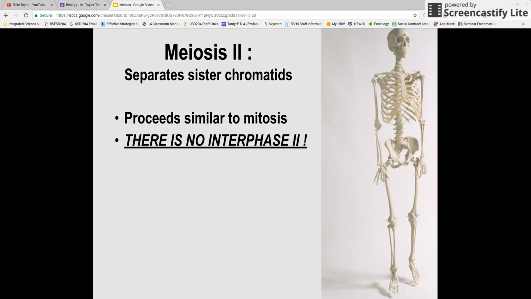Now, meiosis II is going to start next. This is going to separate our sister chromatids. This is similar to mitosis once again, but we're going to see what's going on. There's no interphase 2. You'll notice the only interphase is before meiosis I. So when meiosis I finishes up with prophase I, metaphase I, anaphase I, and telophase I, it's going to go straight into prophase II. There's no interphase 2. It just goes right into prophase II.